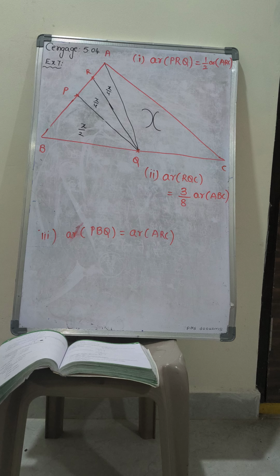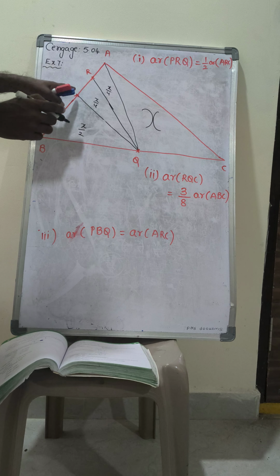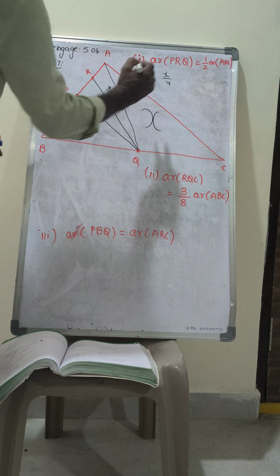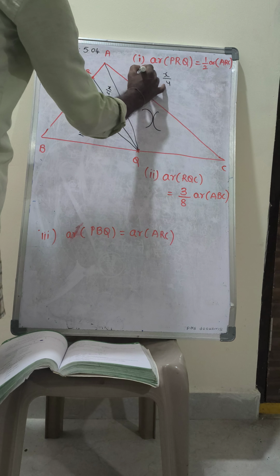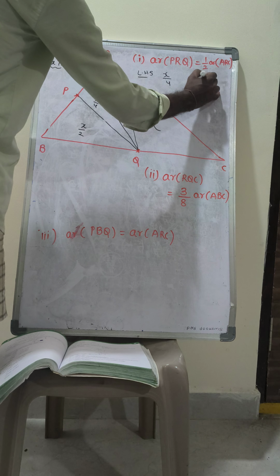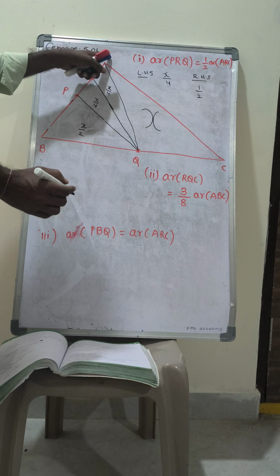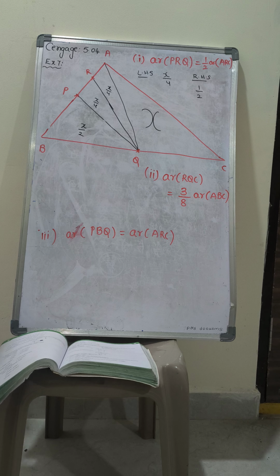So let's try to solve the first question. Area of PRQ. Can you tell me what is the area of PRQ? That is x by 4. That is the left hand side part. Let's take up the right hand side part, 1 by 2 into ARC, but we don't know the value of ARC, right?